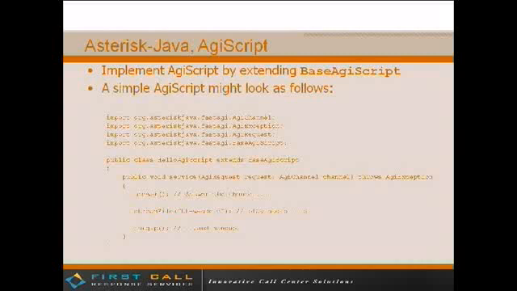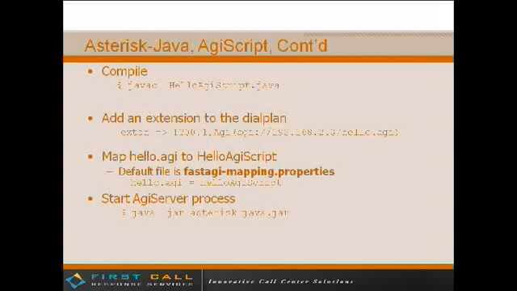So once you've typed all that in, copied and pasted, however you want to do that, you want to compile it. Make sure you add an extension to the dial plan that's now going to call that AGI script. And this is on that second section there where you add the extension 1300, you're calling 192.168.2.3 hello.agi. That's the AGI script name. Then the next section says when I see hello.agi, you're going to instantiate hello AGI script object. That's the mapping.